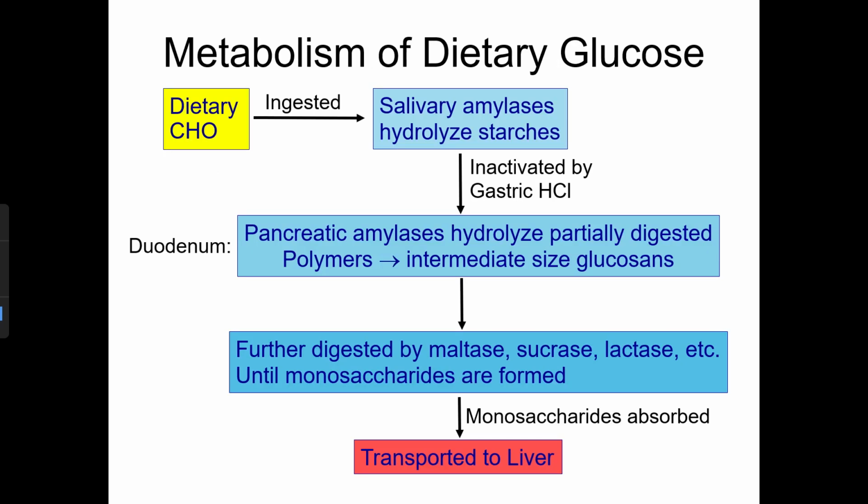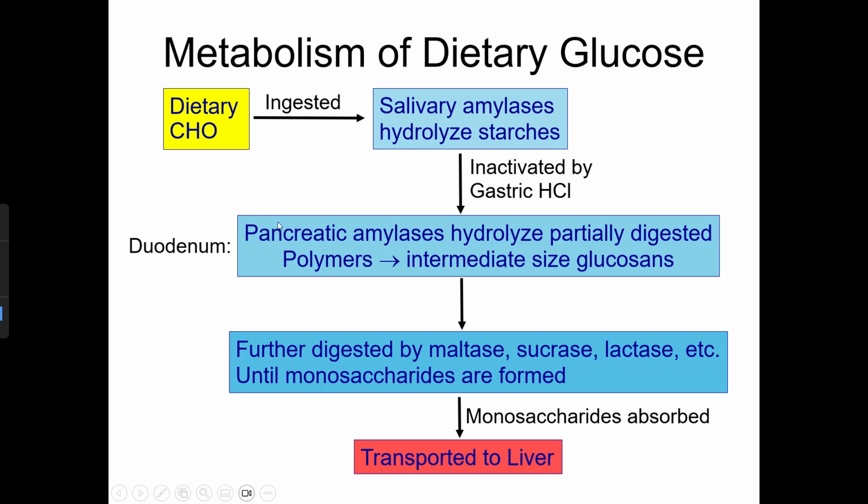So when carbohydrates are ingested, salivary amylase hydrolyzes the starches. So salivary amylase breaks the bonds to break down the starches into smaller saccharides, so either disaccharides or monosaccharides. That salivary amylase is inactivated by gastric hydrochloric acid.